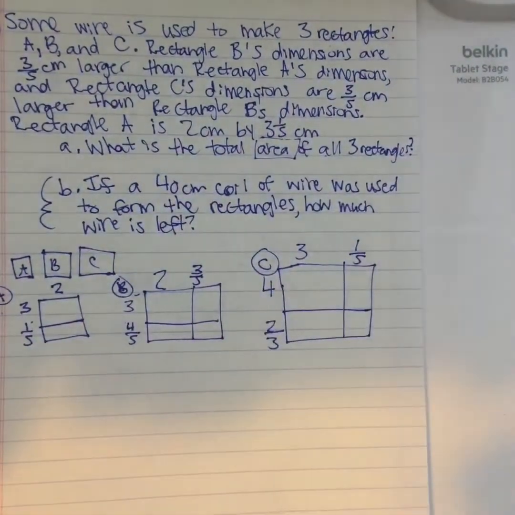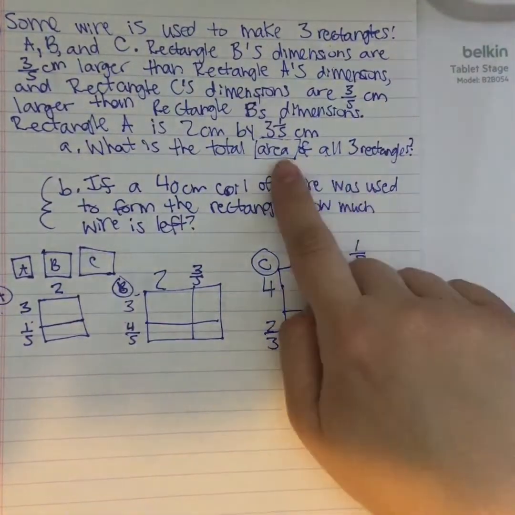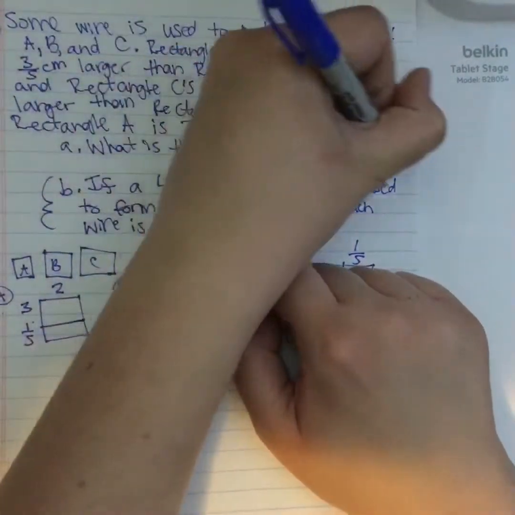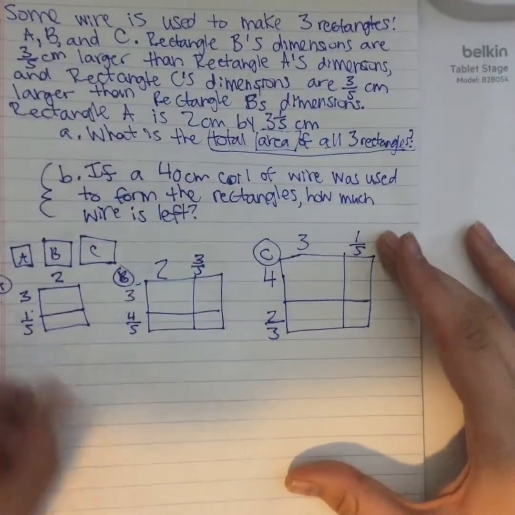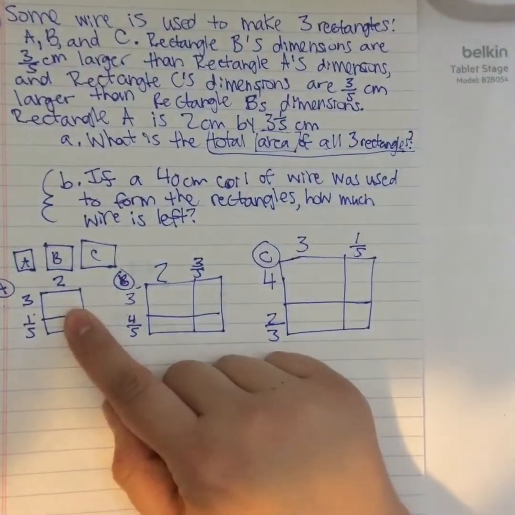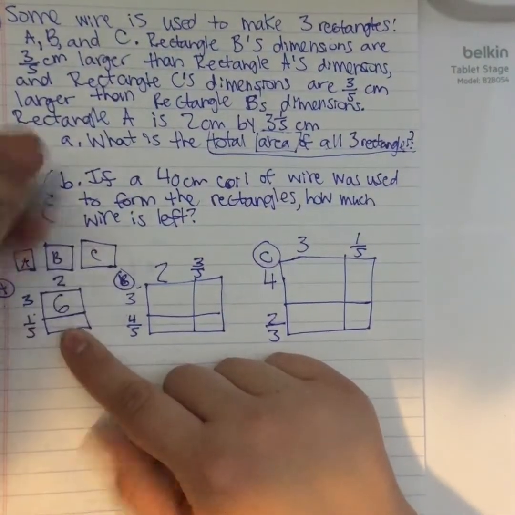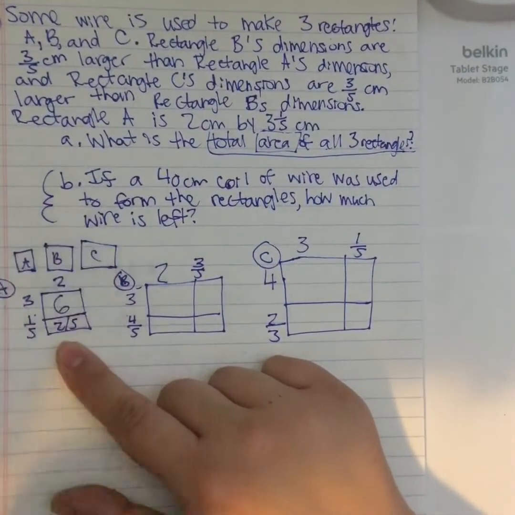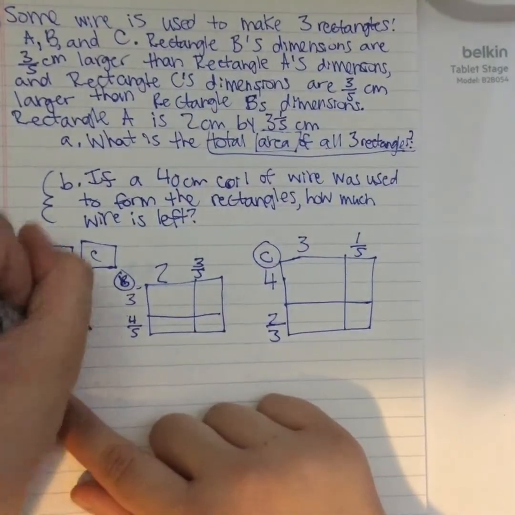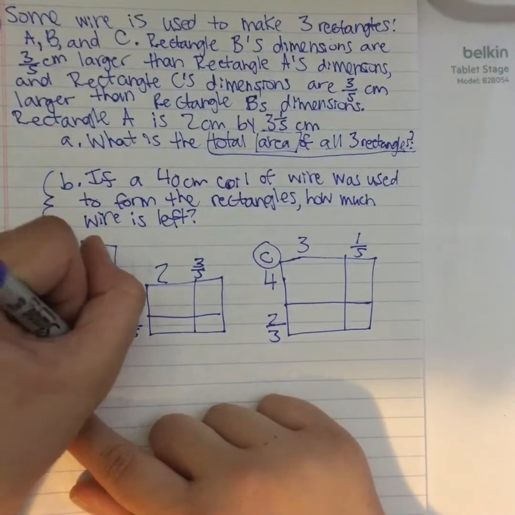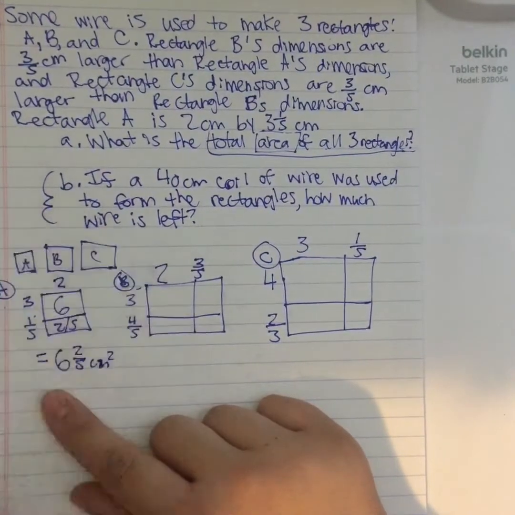Now we need to find the area for each one, but it's asking for the total area of all 3 rectangles. So when we find that area, we're going to need to add it all up. So with rectangle A, we have 6 and 2/5 as our partial products. So that rectangle equals 6 and 2/5 centimeters squared.